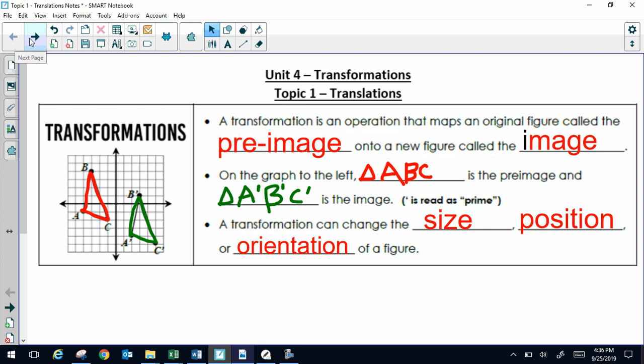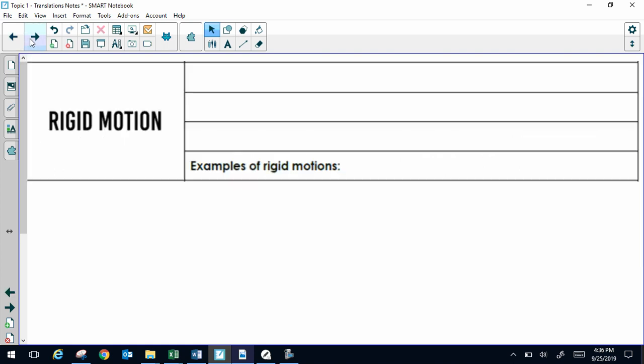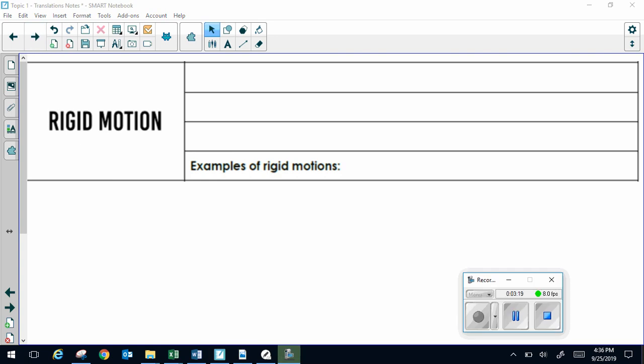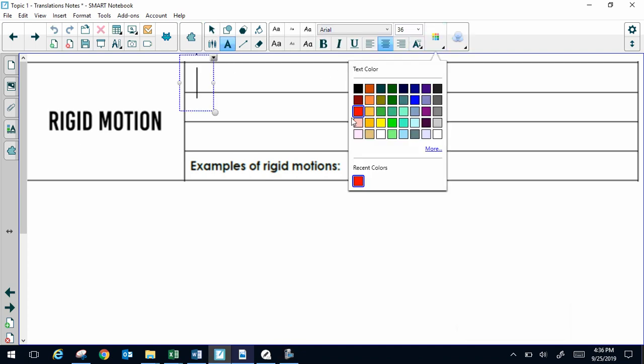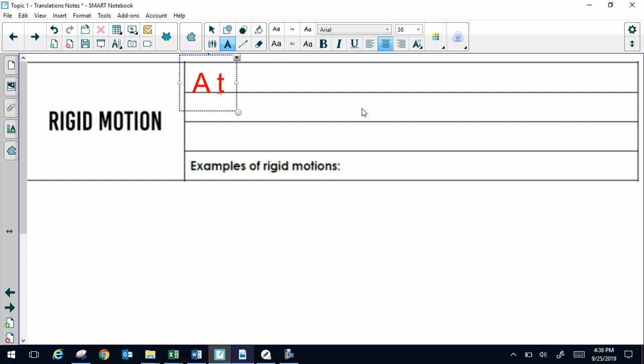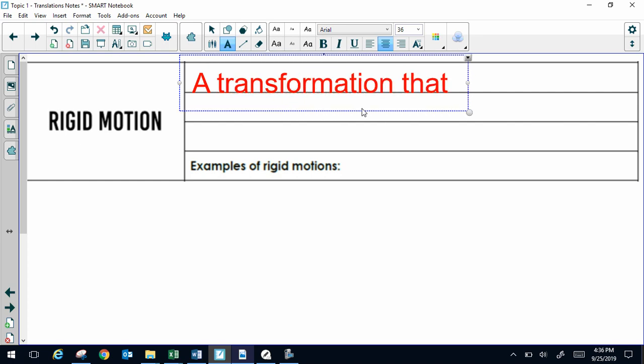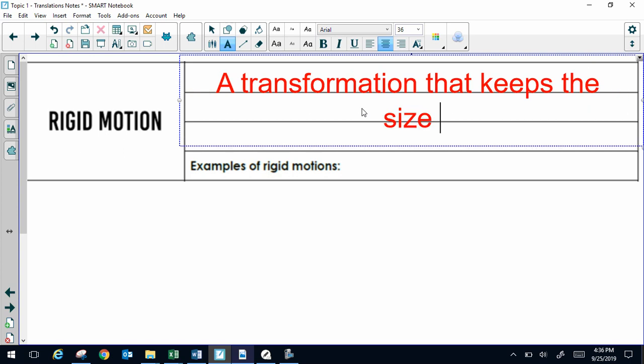Then we have this concept called a rigid motion. And a rigid motion is simply a transformation that keeps the size and shape of the pre-image.